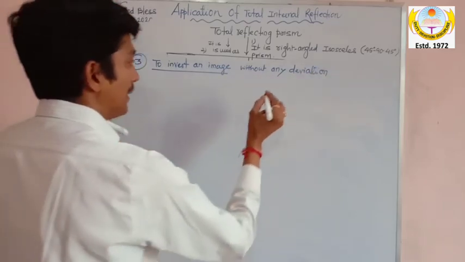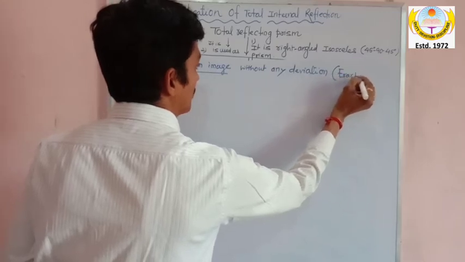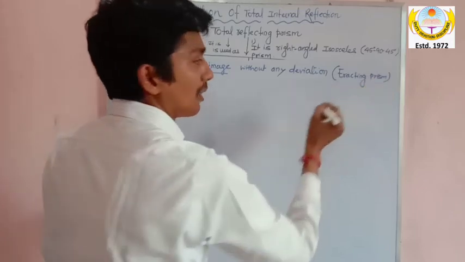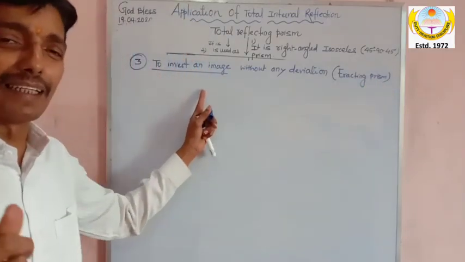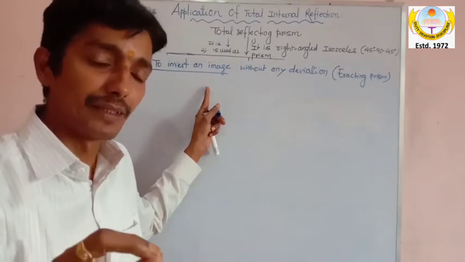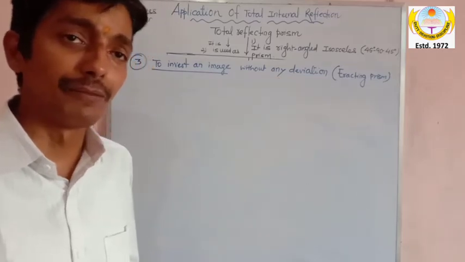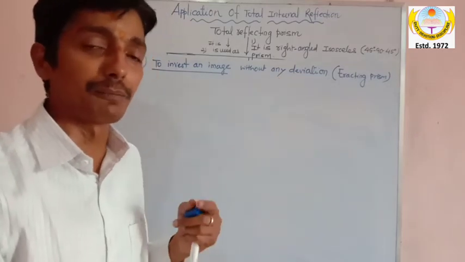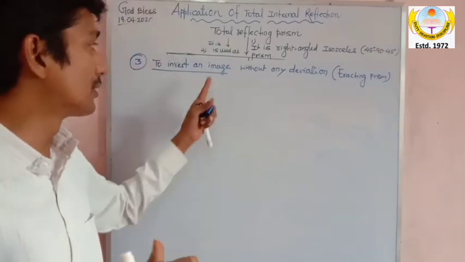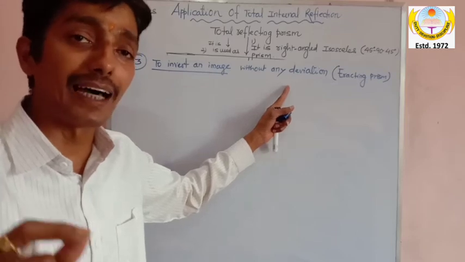And my dear, such prisms are called erecting prisms. Please take care, this prism is also called an erecting prism. The second topic which I have discussed, inverting an image with a deviation of 180 degrees, is called a porro prism. And this is called an erecting prism, where the deviation does not take place, but still the image gets inverted. So I repeat, my dear, the earlier topic where I inverted the image with a deviation of 180 degrees is called a porro prism.